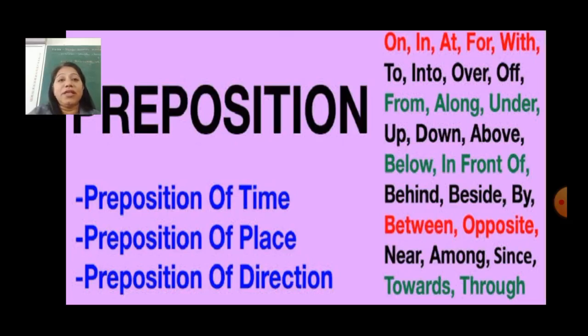Now, we will see the kinds of preposition. There are mainly three kinds of preposition: preposition of time, preposition of place, and preposition of direction. Words used as prepositions are on, in, at, for, with, to, into, over, of, from, along, under, up, down, above, below, in front of, behind, beside, by, between, opposite, near, among, since, towards, through, etc.